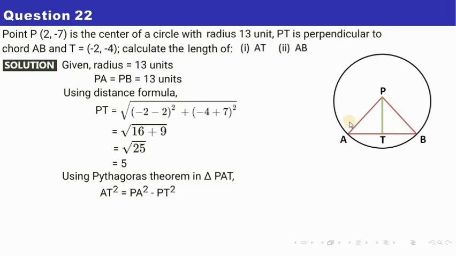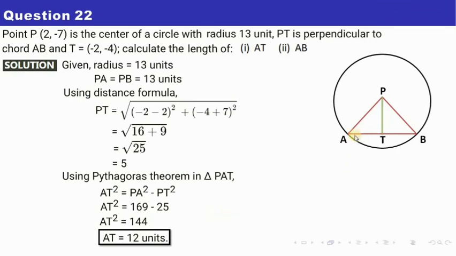In this triangle, AP is your hypotenuse, right? So AP square, or PA square, will be equal to AT square plus PT square. So we need to calculate AT, that's why I have written it this way. Let us put the values. PT is 5 and PA is 13. So the squares of them will be 169 minus 25. So from here AT turns out to be 12 units. So we have found our AT.